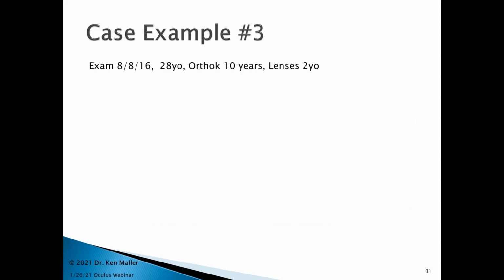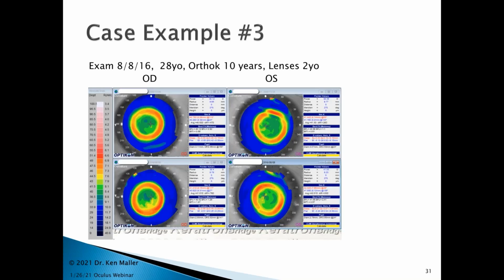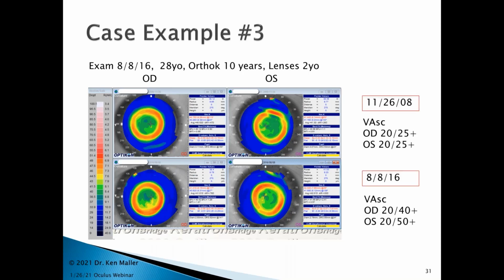Okay, so now in 2016, she's 28 years old. She's been in Ortho-K for 10 years, and her lenses are 2 years old. The upper maps are going back to the 2008 scans that I took, and the bottom one is the 2016. And once again, we could see it looks basically about the same. The right eye is showing that little bit of a yellow blip over there, but her lenses are a couple of years old, and her vision was down a little bit.